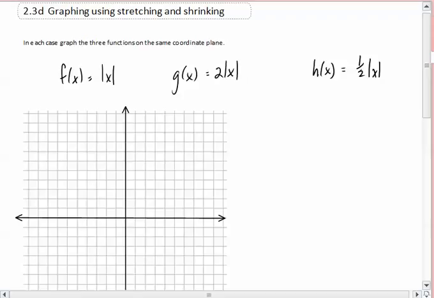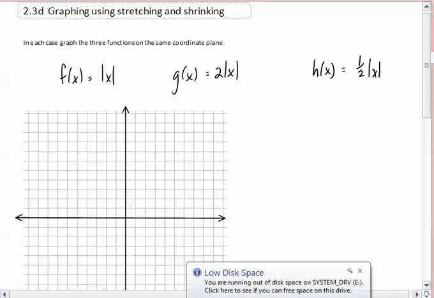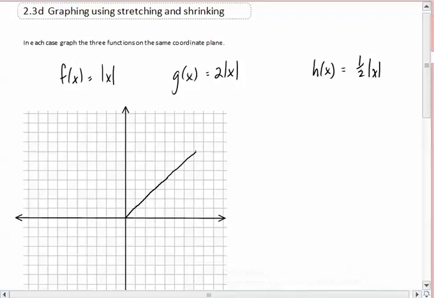Okay, so we're going to take a look at stretching and shrinking a parent graph. And we're going to start with the absolute value function. So let's take a look at putting the absolute value function on our graph. There's the absolute value.